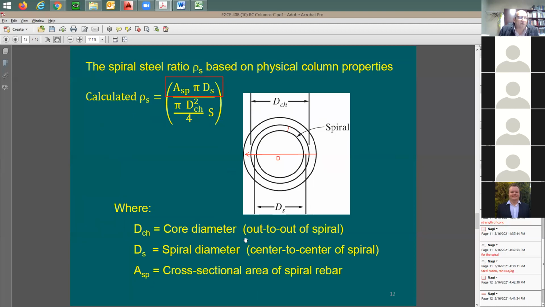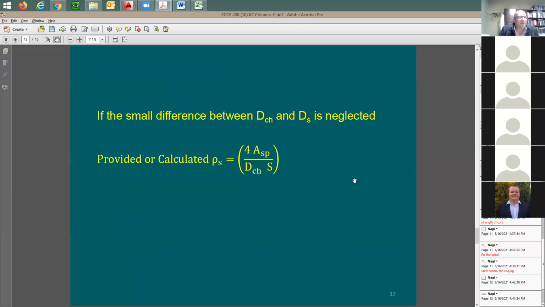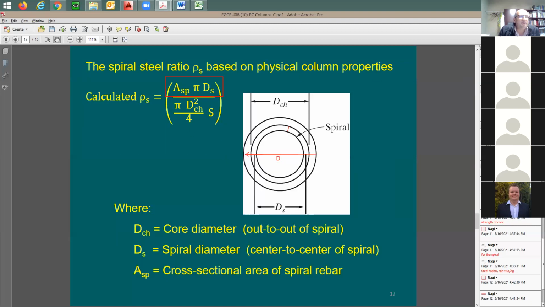Also, I have some definitions here: the core diameter, ds the spiral diameter, and Asp the cross-section area of the spiral rebar. Now, is there a big difference between dch and ds, and how much is the difference? Look at this equation, maybe I can cross out ds with one of these dch, because the difference between dch and ds is going to be very small. We're talking about a number 3 bar, a difference of 3/8 inch, 0.375, versus, let's say for a column, 16 inches. So it is not really a big deal. These two values are going to be close to each other, so I can reduce this equation a little bit. I can take this ds with this squared.